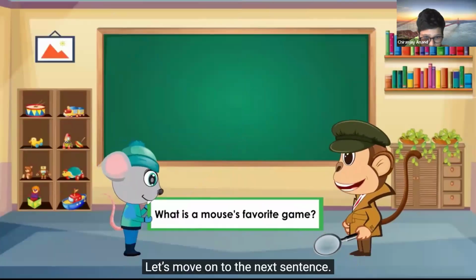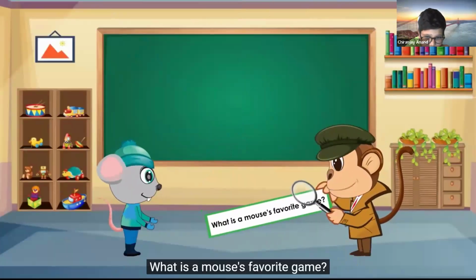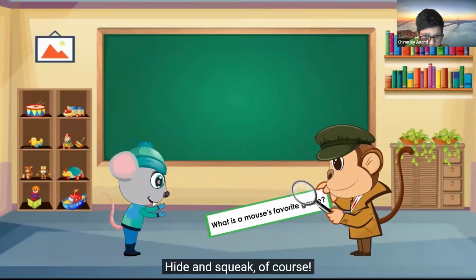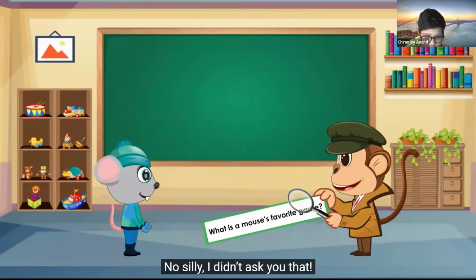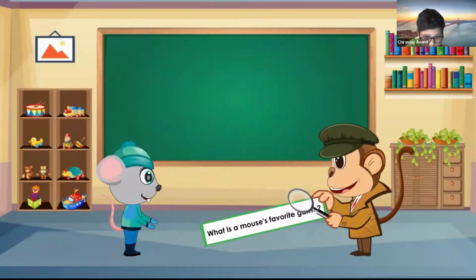Let's move on to the next sentence. What is a mouse's favorite game? Hide and squeak, of course. No, silly. I didn't ask you that. What is the subject here? But this is a question.